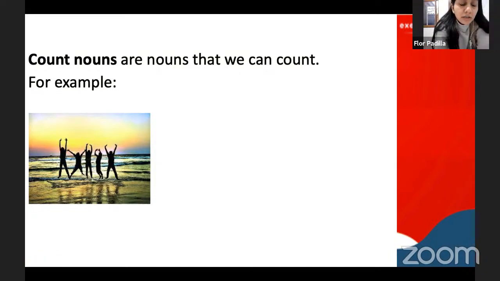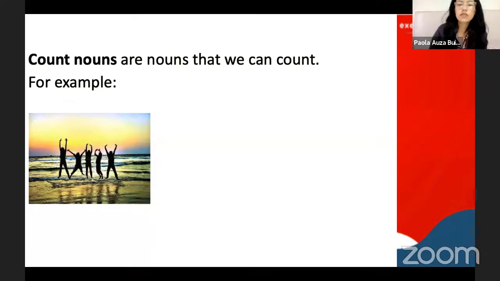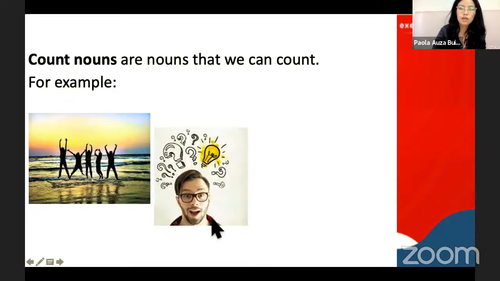There are 5 persons. Yes, or they could be friends. No, we can count them. 1, 2, 3, 4, 5. No. What about this? What do you think this represents?